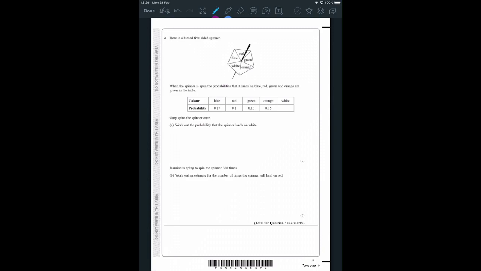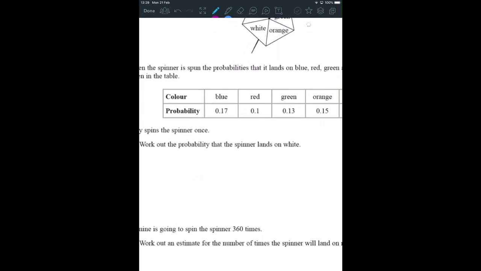Question 3. We have a spinner. We have most of the probabilities. We want the probability of it landing on white. Well, that's recalling the fact that the total probability in any situation is 1. So I do 1, take away all the other probabilities. I'll find out the last option. And trusty calculator says 0.45.